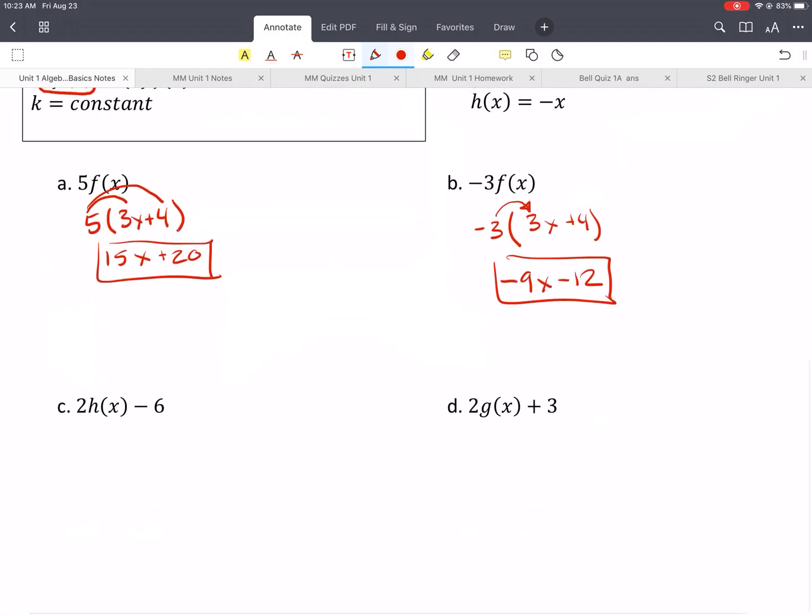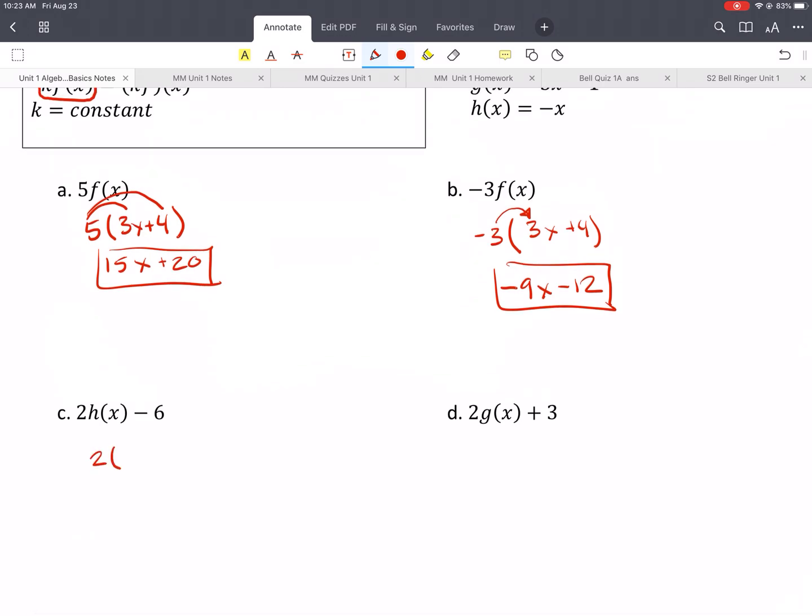Okay. C is 2 times h of x minus 6. So 2 times h of x. Well, h of x is negative x. Okay. If you didn't have a parenthesis there, then you may get confused and think you're doing 2 minus x. So this is one of the reasons why we want to have a parenthesis. Minus 6. So we distribute, and we get negative 2x minus 6.